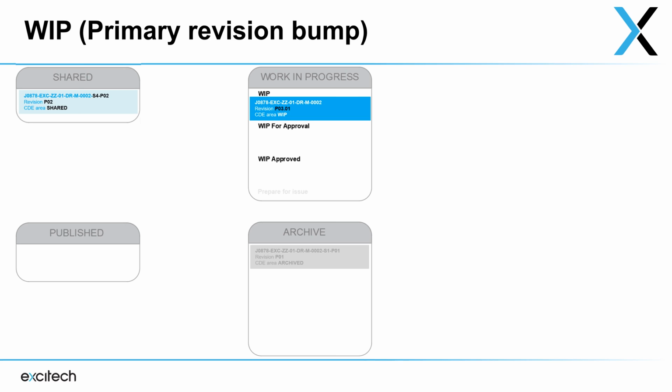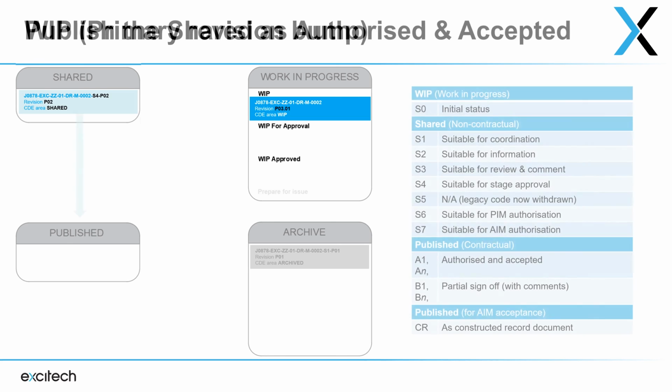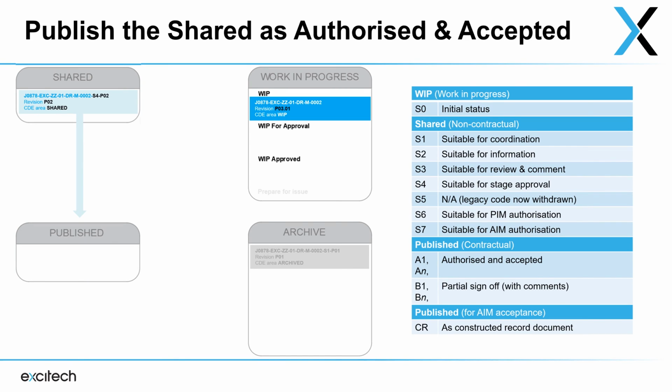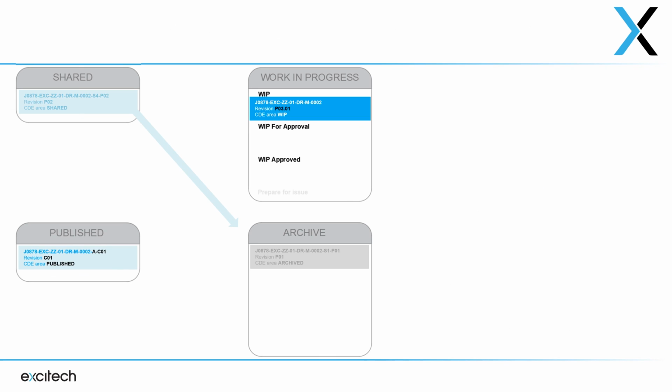So now we wish to publish the P02 version of the document in shared as authorised and accepted, so it needs to 1. Move into the published area, 2. Have its title block updated to show suitability code A1 and a revision of C01, and 3. The file name needs to show this too. There can only be one version of the document in either shared or published, so the shared copy now needs to go to archive.